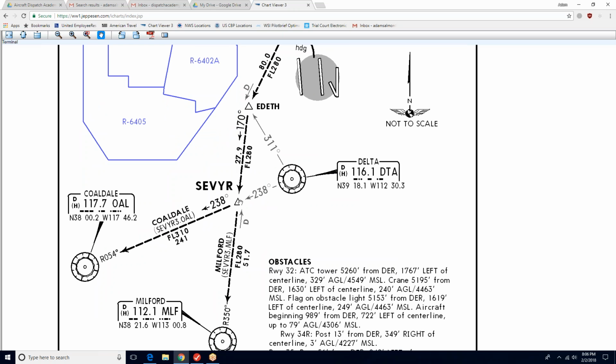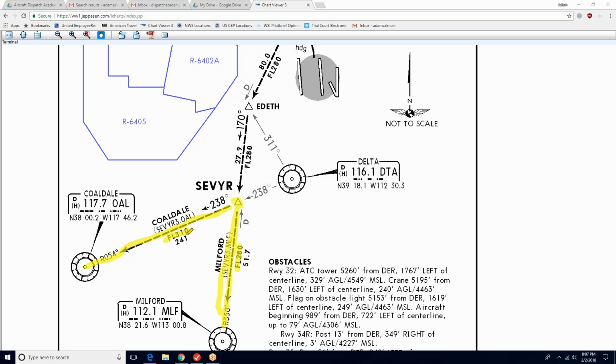Once they get down to the Severe intersection, there are a couple of options. They can either continue going straight, or they can take a right. Depending on where they're going, they could be assigned either one of these two. So they could go over to the Coaldale transition or the Milford transition. Both of these are VORs. However, depending on where they're going, they might turn right, heading 238 right here, and come out this way, or continue heading south, and then my line's not very good, and go down to the Milford intersection. But if they continue south, they stay at flight level 280. If they turn right, they go up to flight level 310.